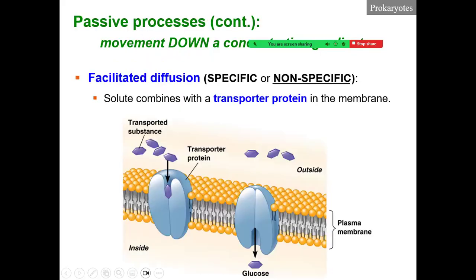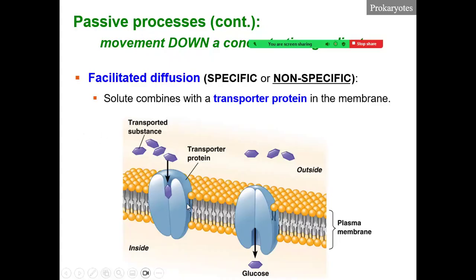Facilitated diffusion is similar to simple diffusion, but it does always involve a membrane and a transporter protein or channel protein, allowing the molecule to move from areas of high concentration through the membrane to areas of lower concentration. Glucose is not a good example of facilitated diffusion. I'm going to explain why in a little bit. A good example of facilitated diffusion is actually the movement of fructose across the cell membrane.